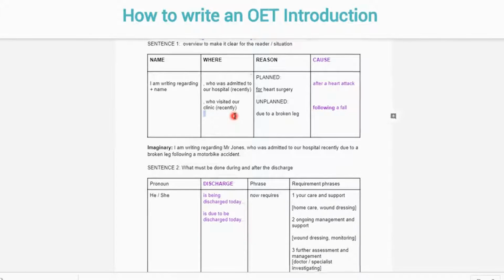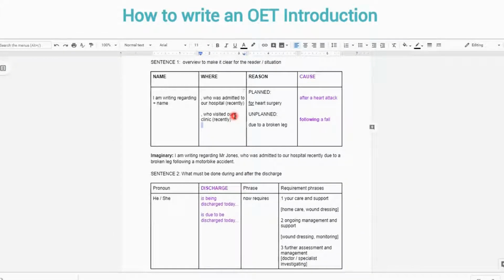They've had 30 seconds to prepare. I'm going to ask Jancy. Jancy, are you ready? Yes, sir. Okay, 5, 4, 3, 2, 1, go. I'm writing regarding Mr. Green, who was admitted to our hospital recently for hip surgery following a fall. He is set to be discharged today and now requires further care and support. Excellent. I like that. Set to be. That's nice. Instead of due to be, set to be.